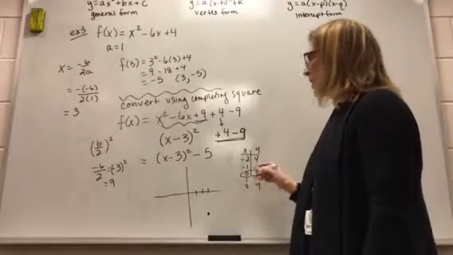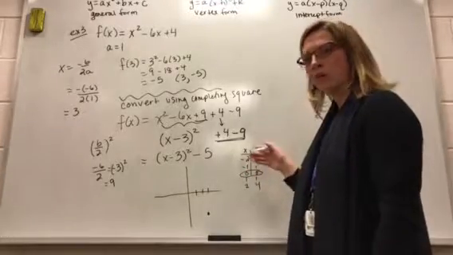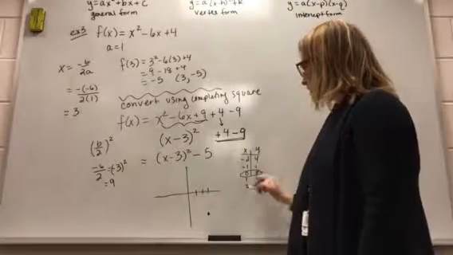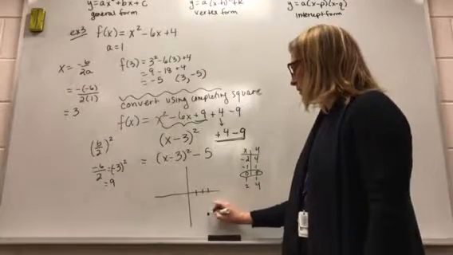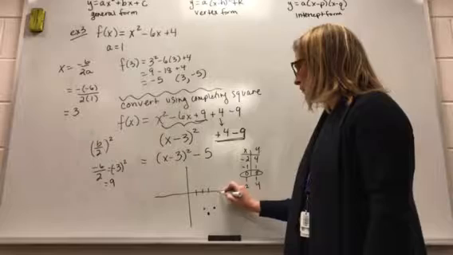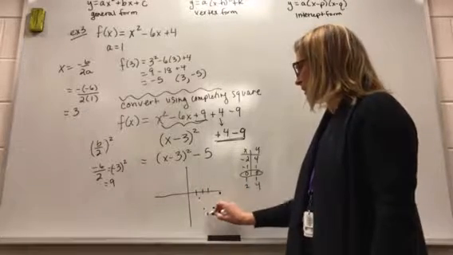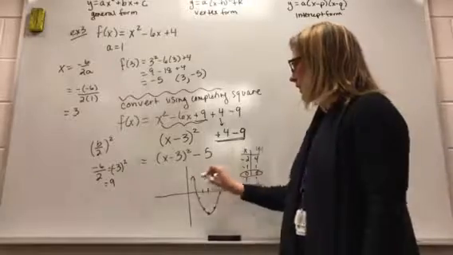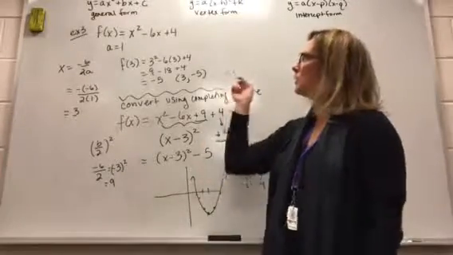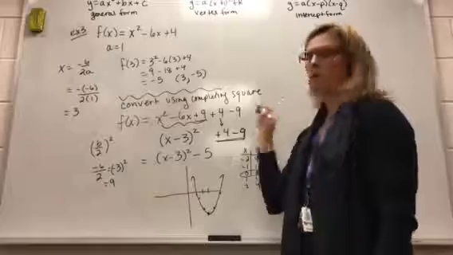Here's my vertex. There's no dilation, there's no reflection. I'm just going to use these directions. So I'm going to go right 1, up 1, left 1, up 1, right 2, up 4, left 2, up 4. And you're going to put in your sketch. And now we've got a graph from general form using a completing the square technique.